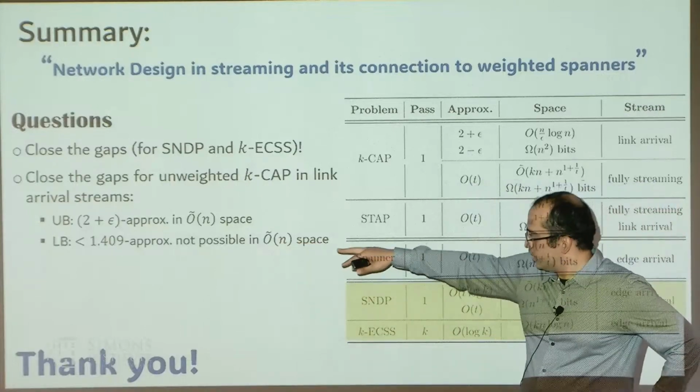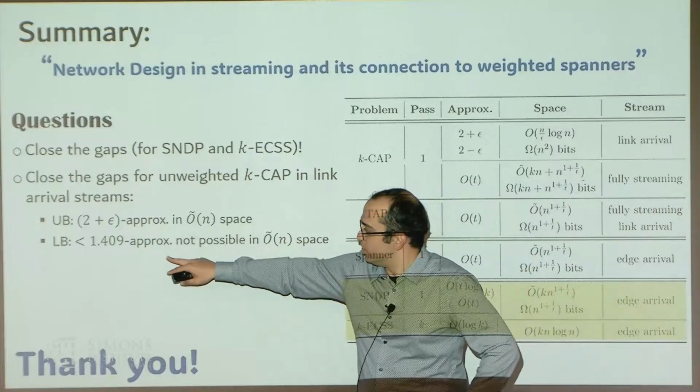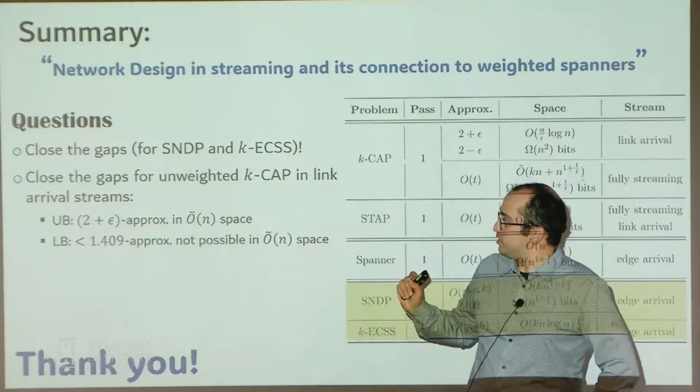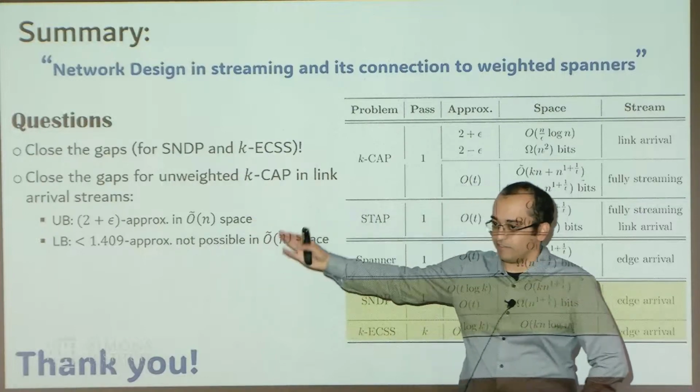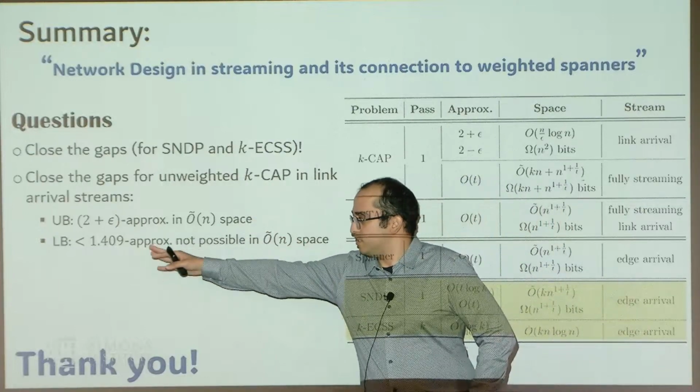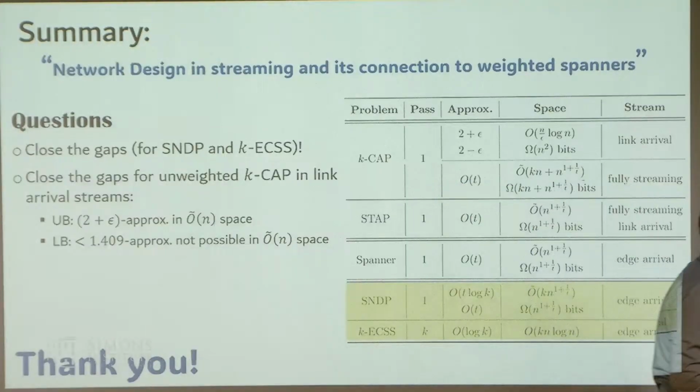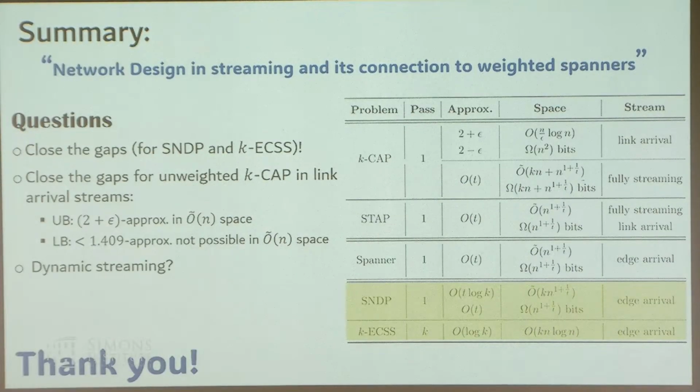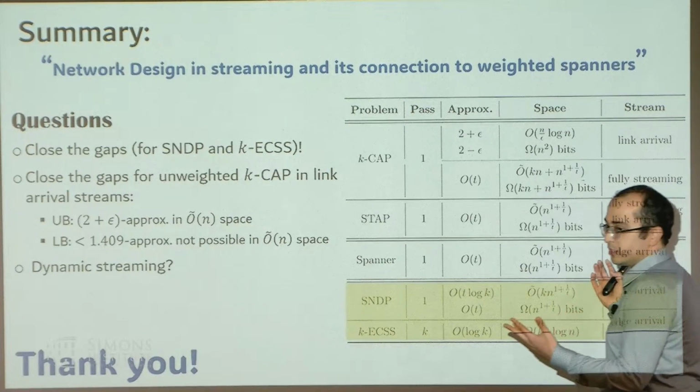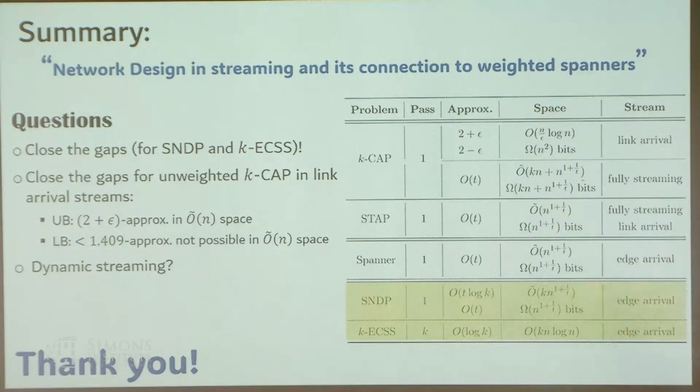Interestingly, it still says that there is a gap between the approximability of this unweighted K cap in a streaming and offline setting, because in the offline setting, we have better than 1.4 approximation for unweighted K cap. Maybe another interesting question is to study this problem in dynamic streaming. So if I allow for edge removal, edge deletion, then what would be the complexity of the problem? Our approaches actually rely on the fact that edges are only going to be inserted. So it requires different techniques. Yeah, thank you.